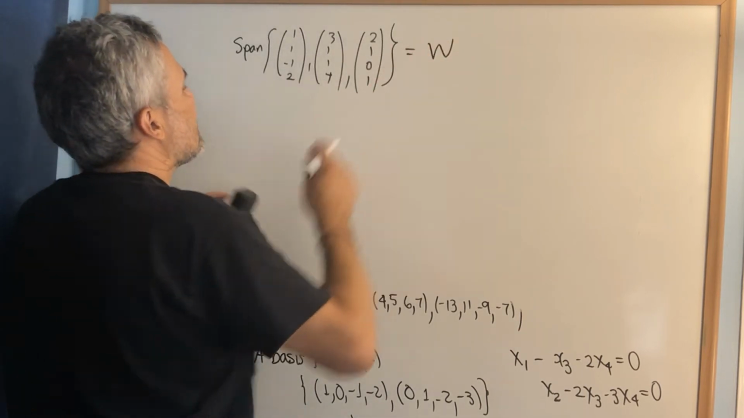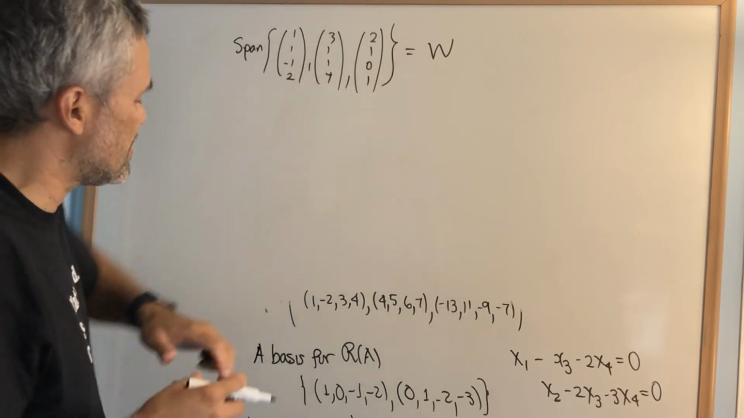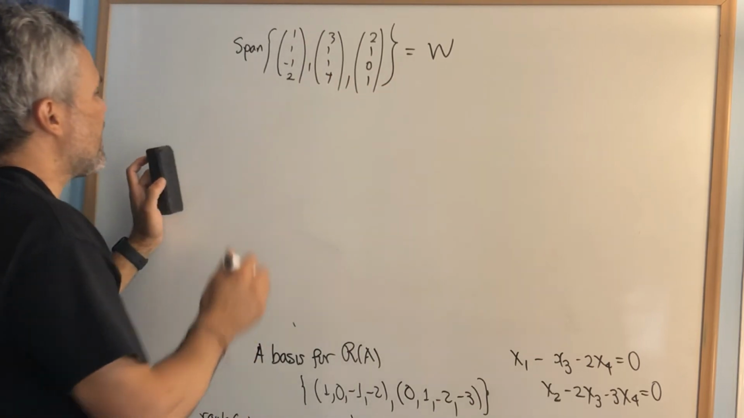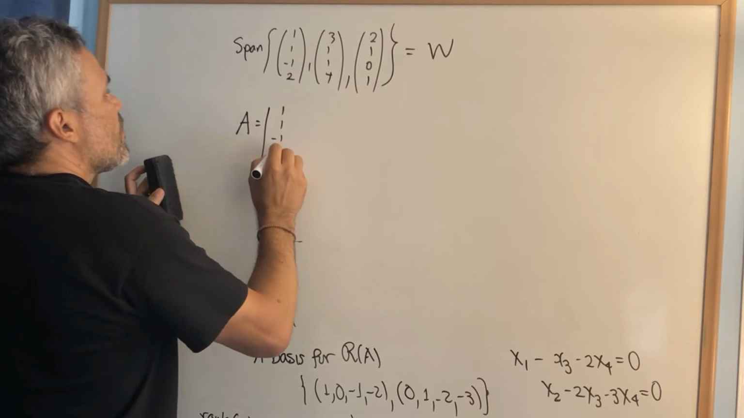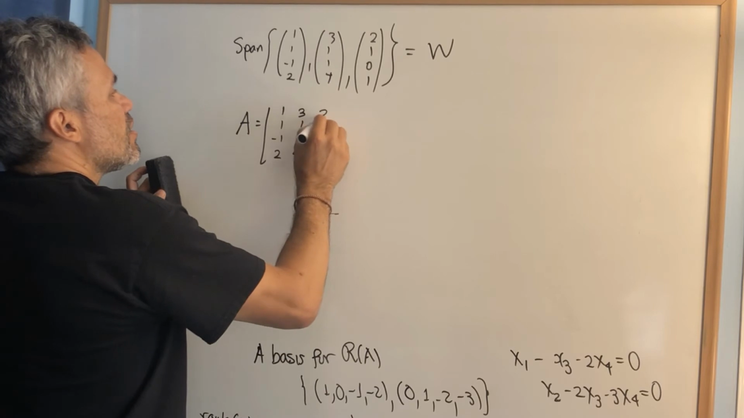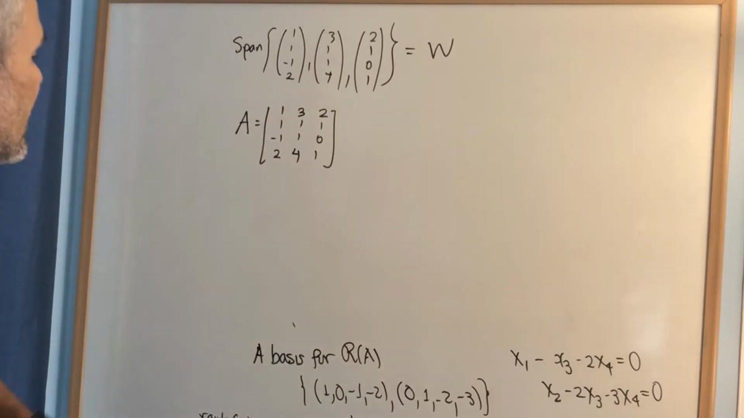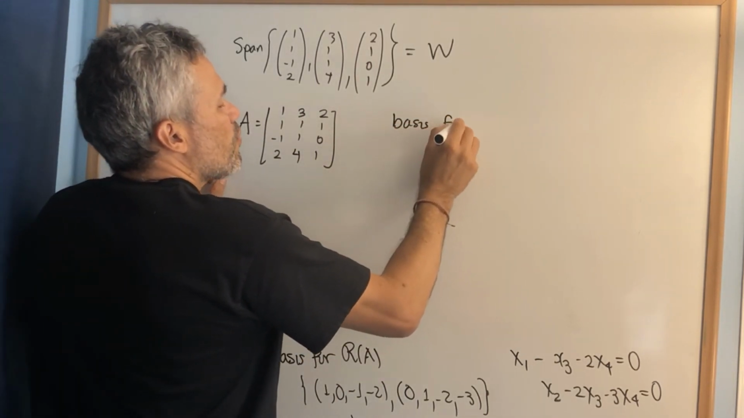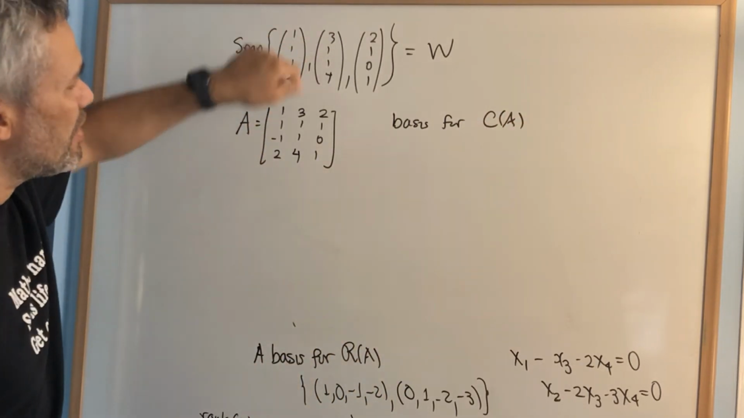We know that the span of any collection of vectors is a vector space, and if we are asked to compute a basis for this subspace, essentially we create the matrix A equal to 1, 1, -1, 2, 3, 1, 1, 4, 2, 1, 0, 1, and then we just compute a basis for column of A, because column of A are these three vectors.